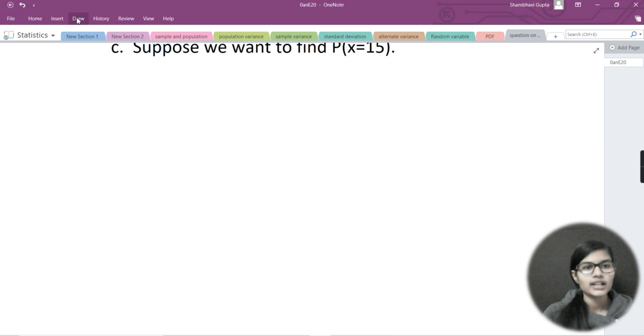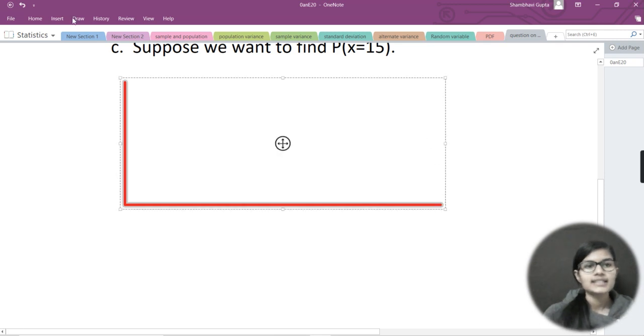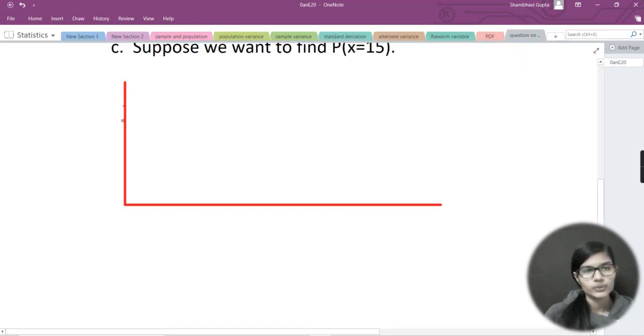Now let me tell you how to make the graph if something is given like this. It says it is a horizontal line, so I simply write 1/20. Then it was saying that it is restricted from 0 till 20. So this point is 0, and let's say this is 20. My graph is a horizontal line drawn between 0 and 20.